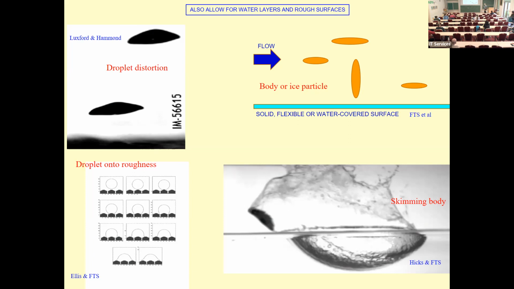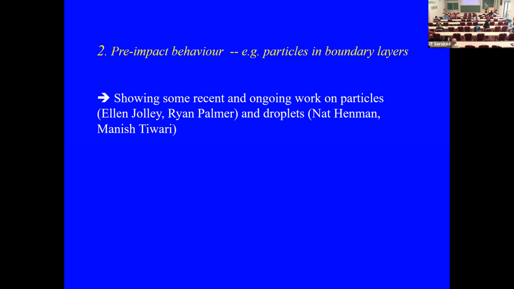And in some cases, if there's a water layer, you can get this skimming occurring. This is an ice particle which has come in from the right and gouged out a void or an area of air, and then bounced along. And that will bounce along and perhaps freeze further downstream. Okay. So that sets the scene. It's a very complex area, many, many physical problems to be addressed.